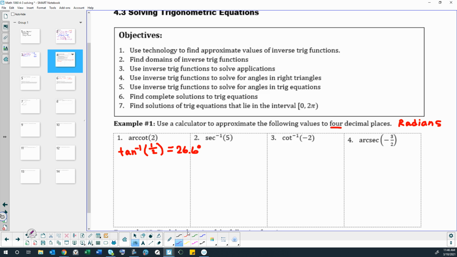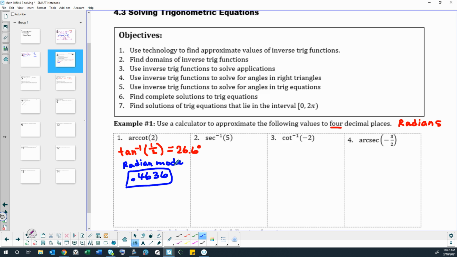But let's go ahead and do radians, so make sure your calculator's in radian mode. If you don't know how to change it to radian mode, let me know and I'll see if I can help you figure it out. Okay, so then when I did that in radian mode, I got 0.4636, because I'm supposed to have 4 decimal places, right? So that should be the correct answer.